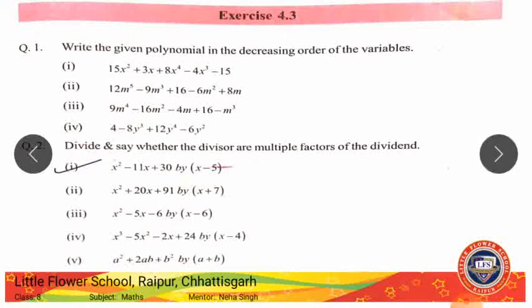First question, it is 15x square plus 3x plus 8x power 4 minus 4x cube minus 15. Decreasing order means the largest power will come first, and then it will continue with the smaller powers, right? So what is the largest power of x in the first question? We can clearly see this is it, 8x power 4.